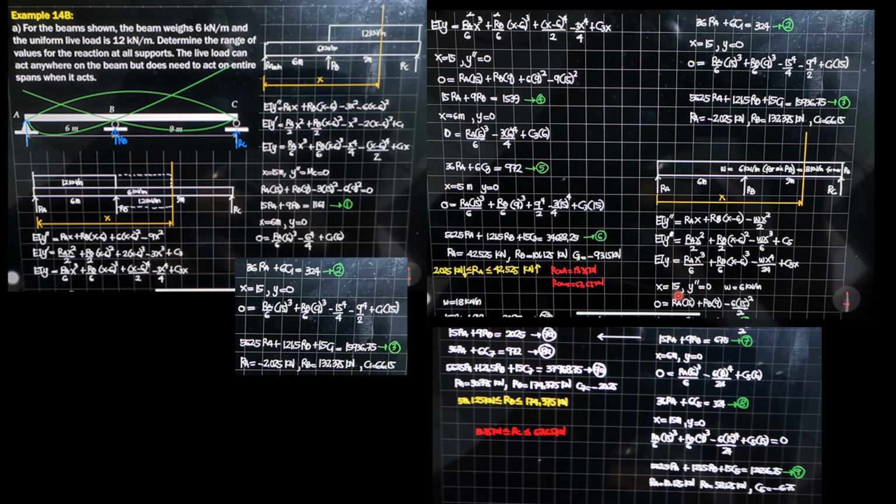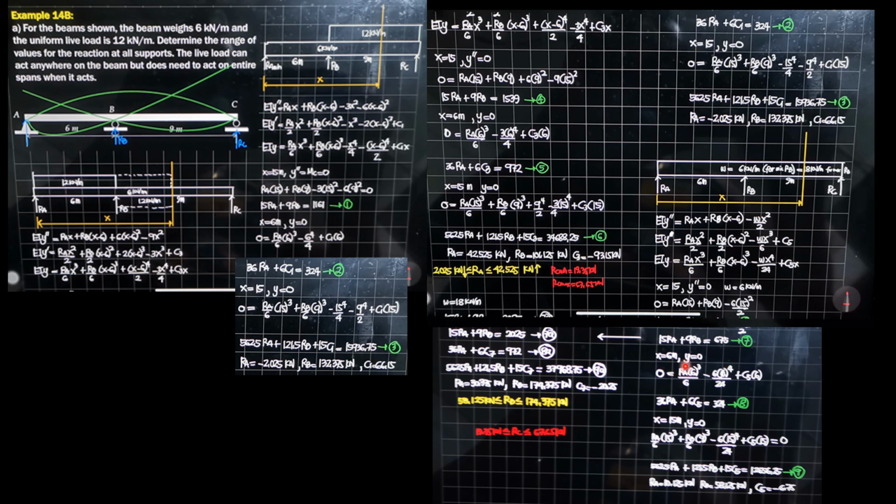Then when x is 15, y double prime is 0, or moment at C is 0. Take note, W is 6. So 0 equals, in this equation, RA times 15 plus RB times 9, then minus 6 times 15 squared over 2. Simplifying, 15 RA plus 9 RB equals 675. Call that equation 7.